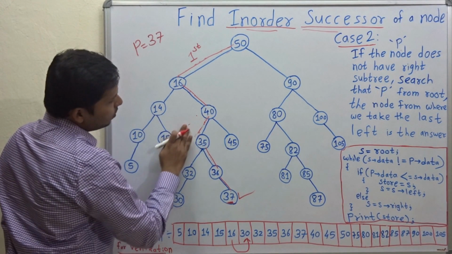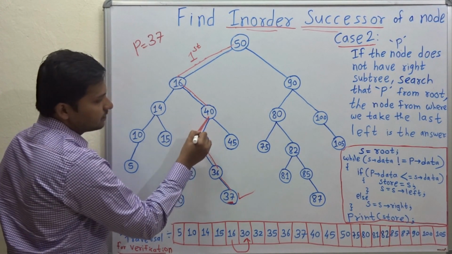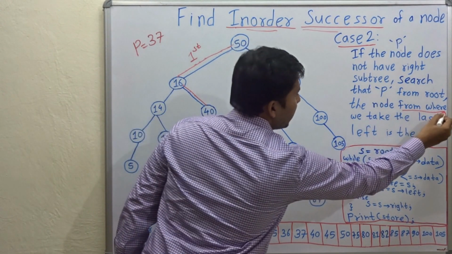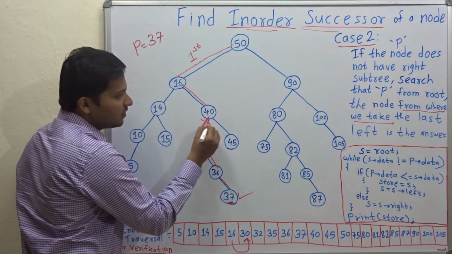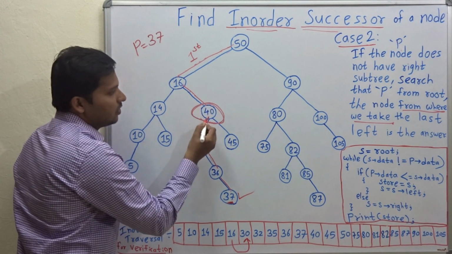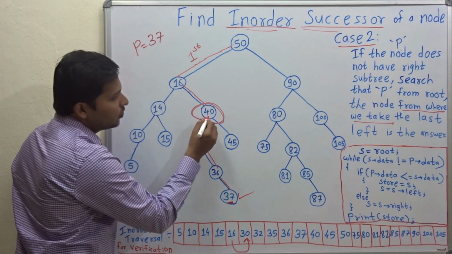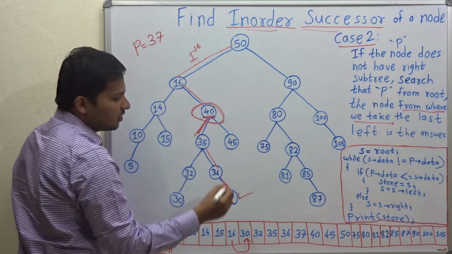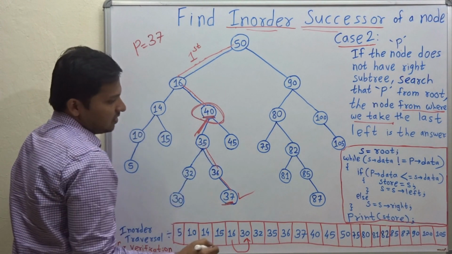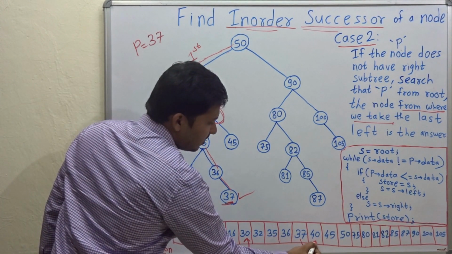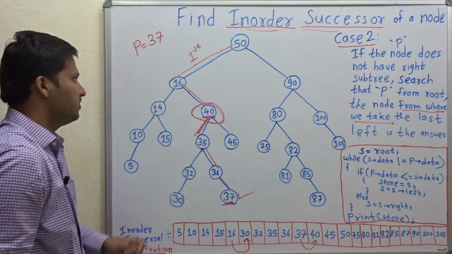Okay. So from which node have we taken this left turn? From 40. From 40 we took this left turn. So 40 is the in-order successor for 37. That is the logic. Now see, is it correct? Yes, 40 is the in-order successor of 37.